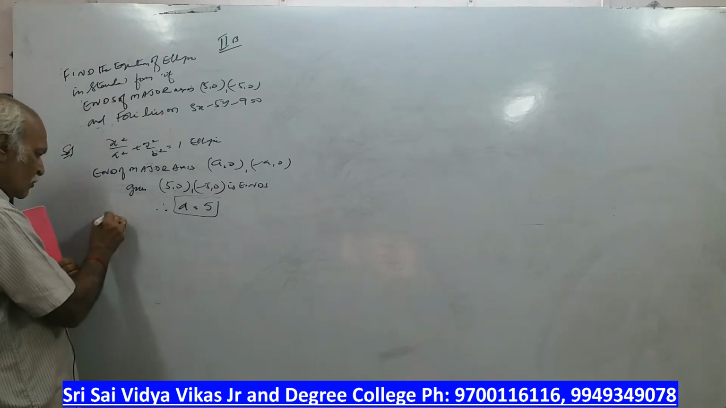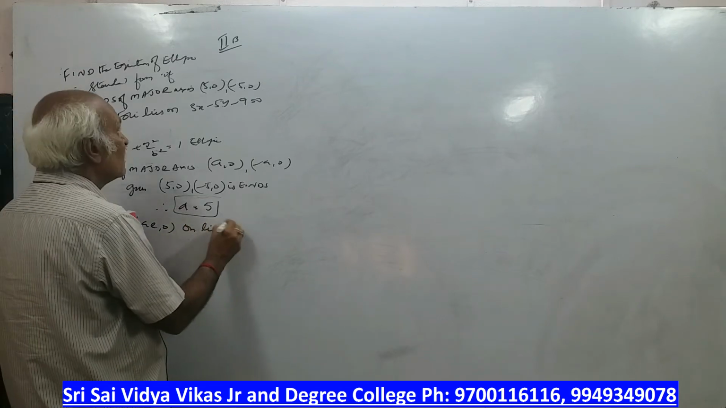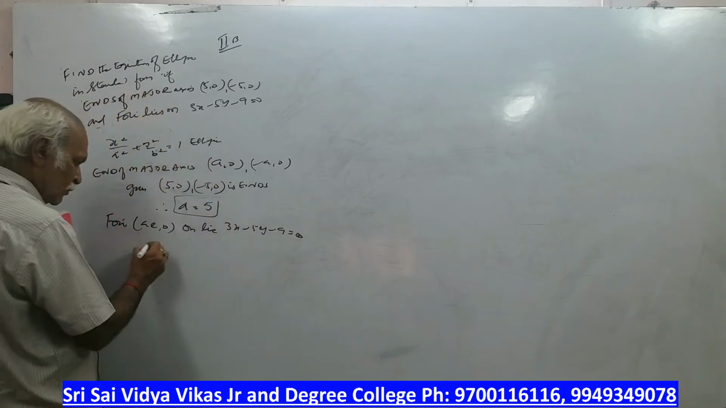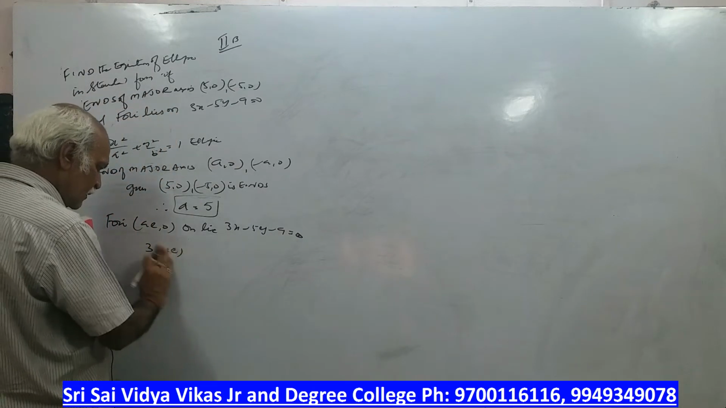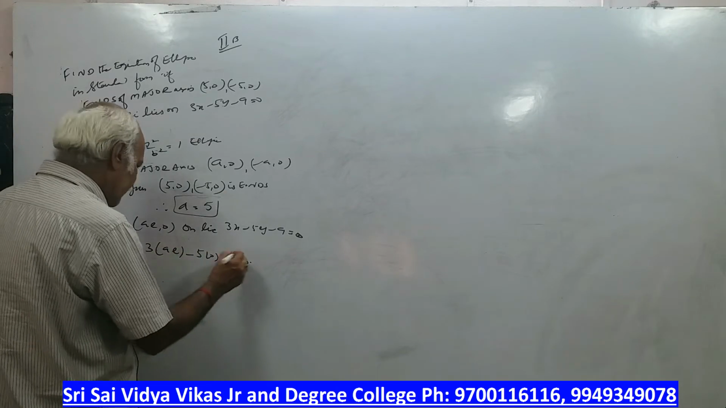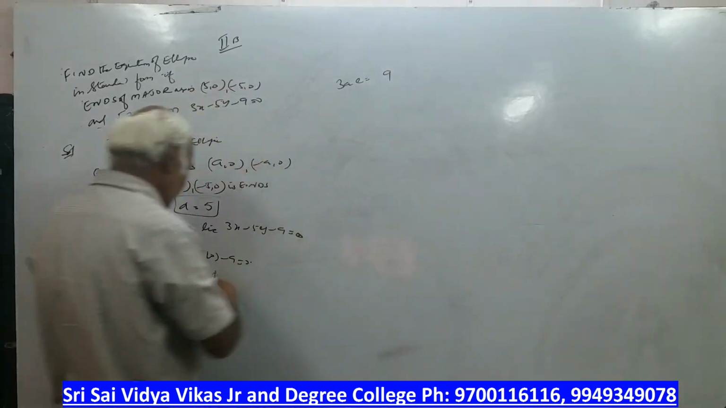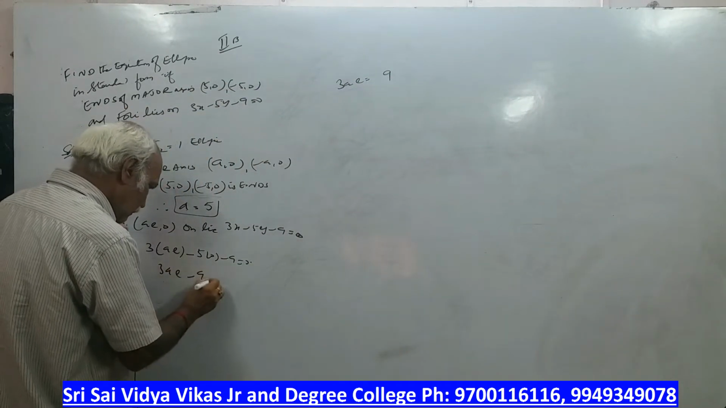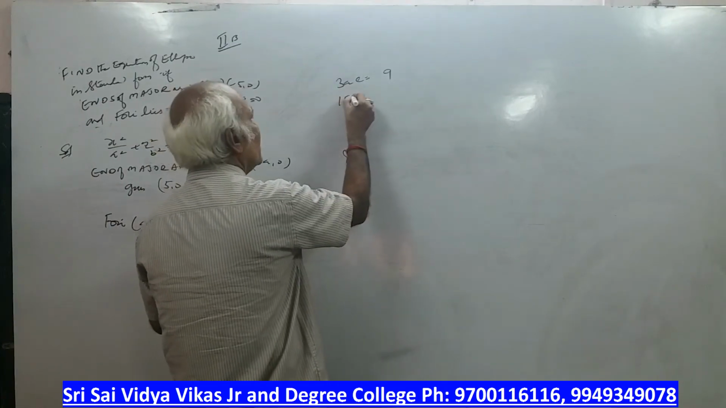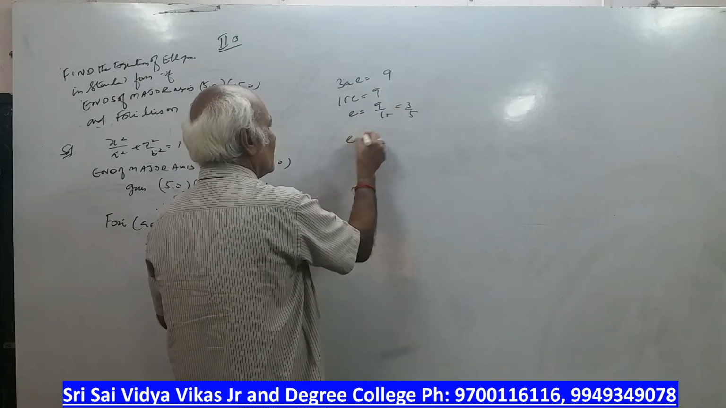Next, the focus (ae, 0) lies on the line 3x - 5y - 9 = 0. So 3 into ae minus 5 into 0 minus 9 is equal to 0. 3ae is equal to 9 because this term is 0. We already got the a value, which is 5. So 15e is equal to 9, e is equal to 9 by 15, which is 3 by 5.